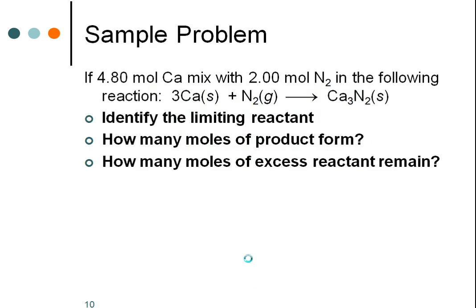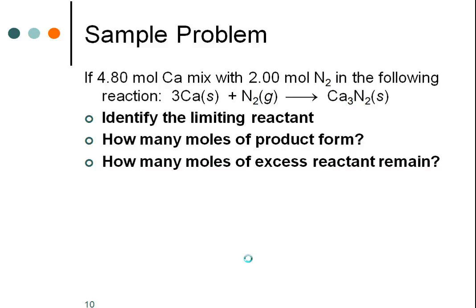Here's a sample problem. If you have 4.8 moles of calcium mixing with 2 moles of nitrogen in the following reaction, here are the classic 3 questions. Identify the limiting reactant. Is it calcium or nitrogen? How many moles of product are actually going to form? And then how many moles of your excess reactant remain?